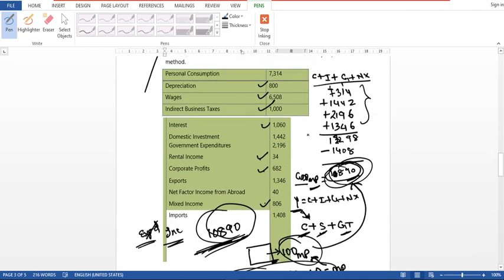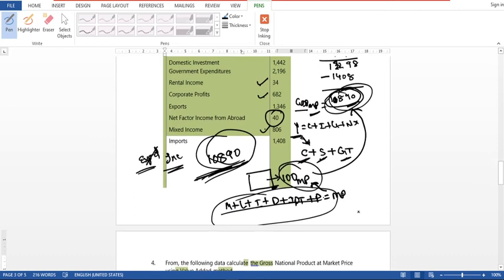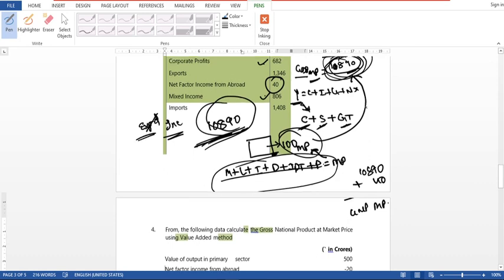Yes, this is GDP at market price. If we want GNP at market price, net factor income from abroad will be added. That is, this 40 will be added. So 10,890 plus this 40 will be nothing but GNP at market price. If you reduce depreciation from it, this is NNP at market price. If you remove depreciation from GDP, it is NDP at market price, and you can find out various answers.